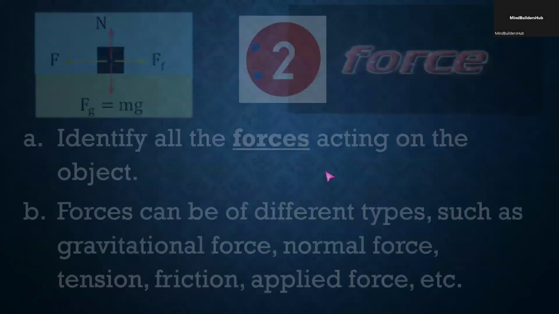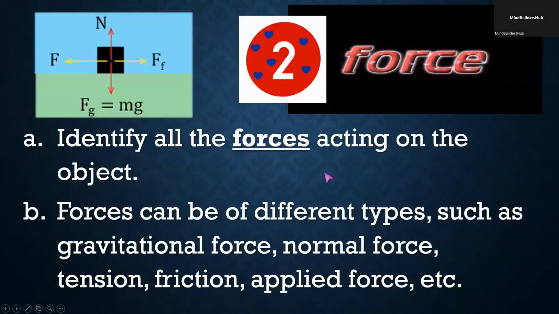Number two is called the forces. You need to identify all the forces acting on the object, and forces can be of different types, such as gravitational force, normal force, tensional force, frictional force, and even applied force, like in the diagram here, showing all the forces, like the applied force being pulled in this direction, and then a frictional force plus the gravitational force.